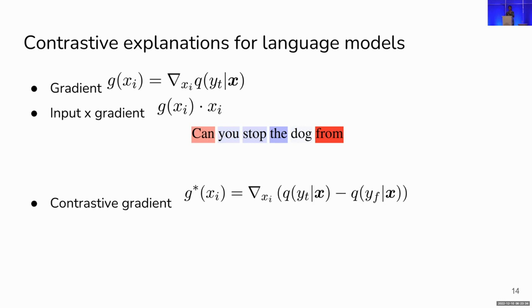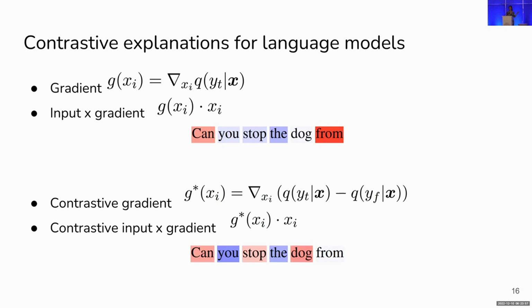We extend this to the contrastive setting by defining the contrastive gradient, which is the gradient of the difference between the model output for the token YT minus the model output for the foil token YF. We simply replace this in the formula for contrastive input times gradient. Using this, we can obtain something like this, which essentially tells us how much a certain input token can make the target more likely, while at the same time making the foil token less likely.